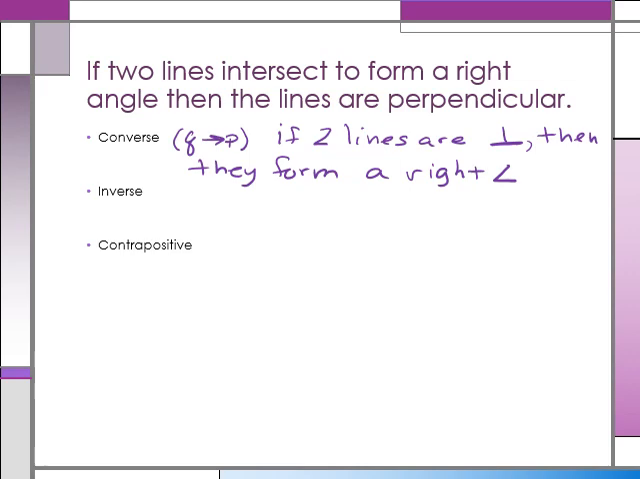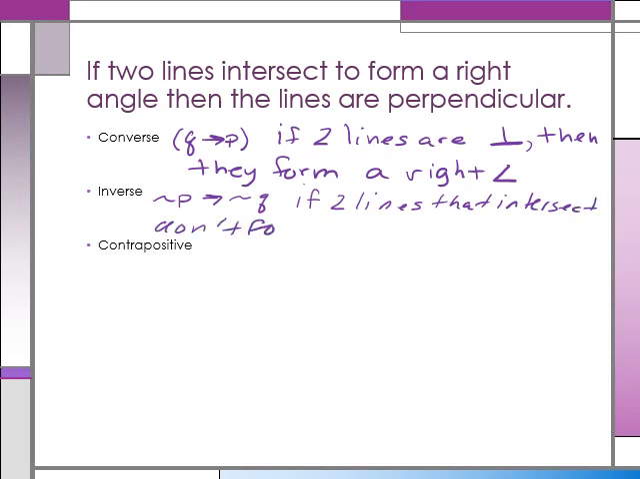The inverse, we take the conditional and we negate it. So it's not P, then not Q. So if two lines that intersect don't form a right angle, then they are not perpendicular.